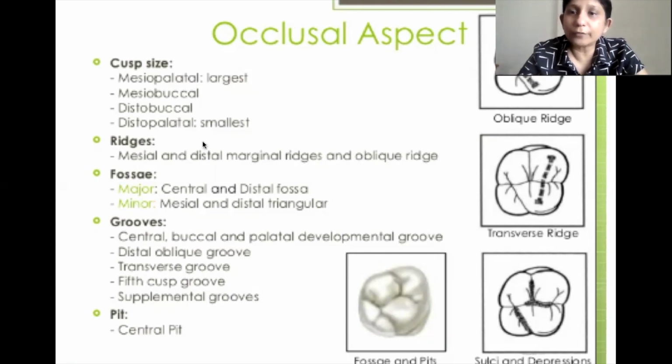Now there are a lot of ridges. If I look at this picture, I can very clearly explain the cusps. The largest cusp is this one, that is your mesiopalatal, and then you have the mesiobuccal, and this is the distolingual and the distopalatal. Now coming on to your ridges, you have the mesial and distal marginal ridges and the oblique ridge. Now how will you understand what the oblique ridge is?